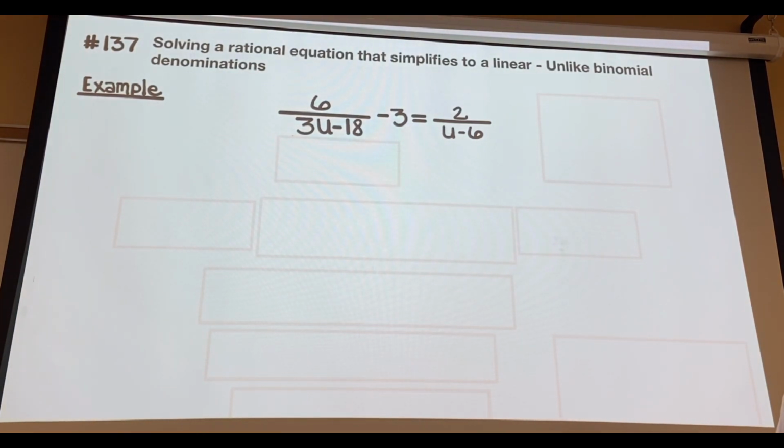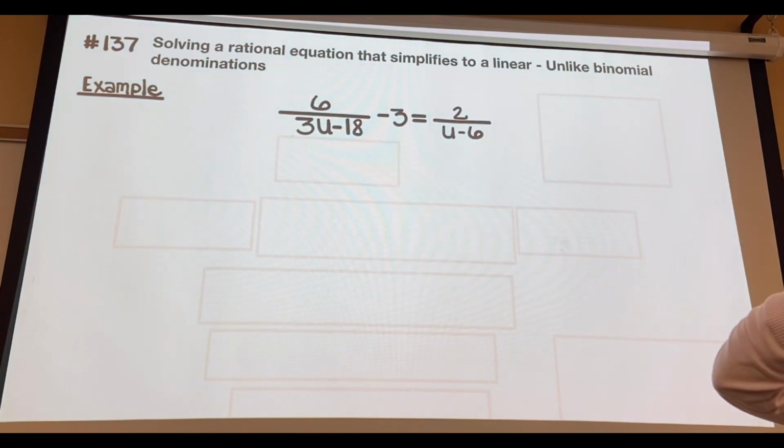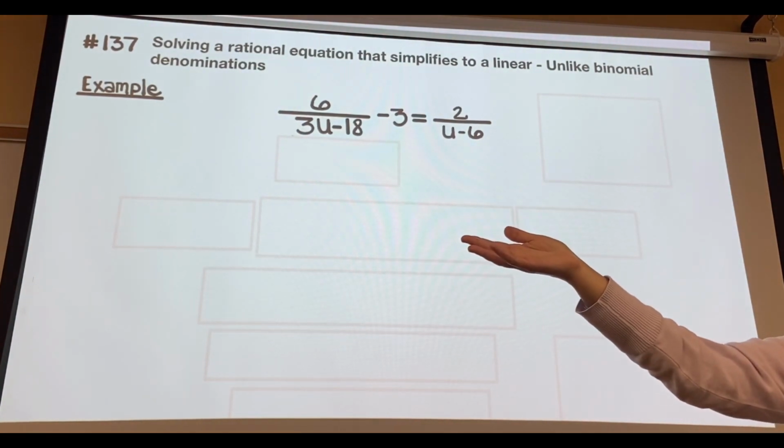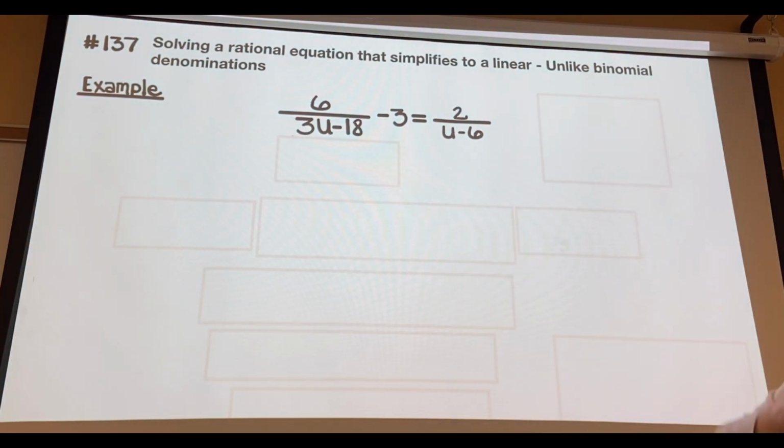You multiply both sides by the denominators. Earlier, we did some with just numbers, like a denominator was 2 and another denominator was 3. So we multiplied both sides by 6. Okay, so here we want to multiply by the denominators.